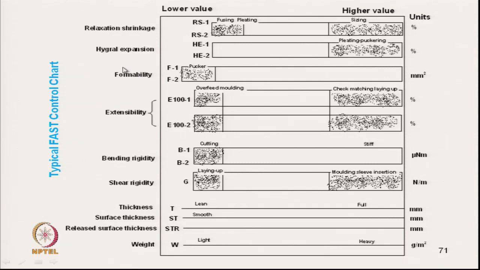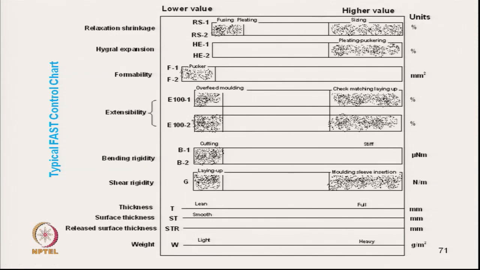Similarly, formability F1, F2, warp direction, weft direction. Extensibility is E100 and E102, that means warp direction extensibility and weft direction extensibility. If the extensibility is very low, there will be an overfeed problem, an overfeed molding problem, and if the extensibility is very high, then there will be a check matching problem during laying up.